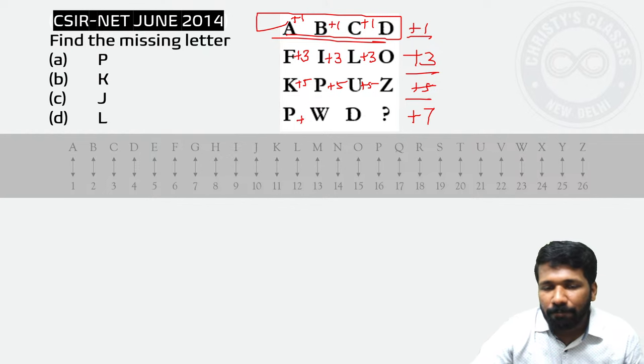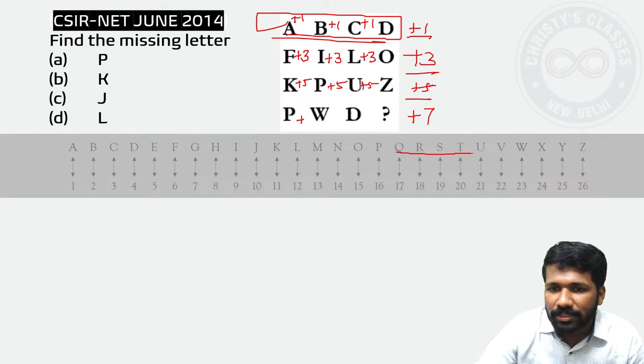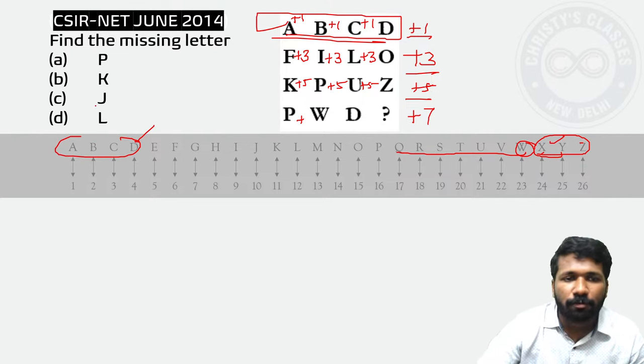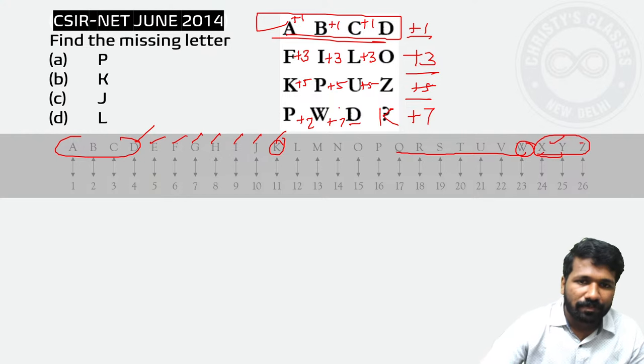Let us check it. P, U, P, you can check this. P, Q, R, S, T, U, V, W. Seventh letter is W. W, X, Y, Z, the cycle of letter concept, then A, B, C, D. So, fourth, seventh letter, na? 3 plus 4, seventh letter. So, plus 7, plus 7. So, D plus 7: 1, 2, 3, 4, 5, 6, 7. K. So, K will be the answer.